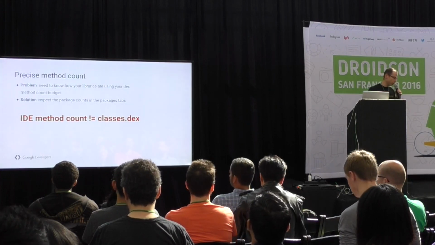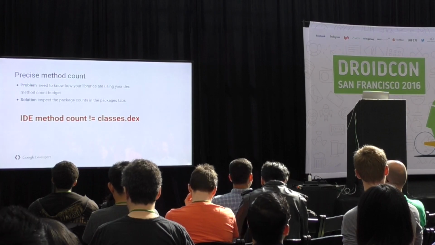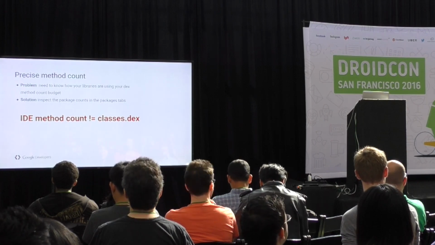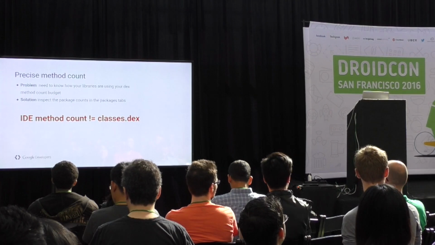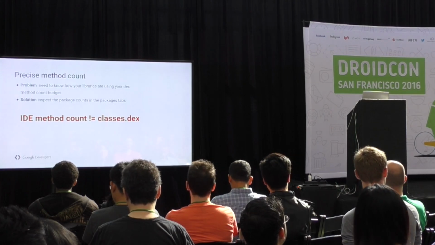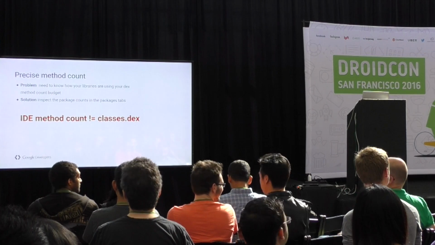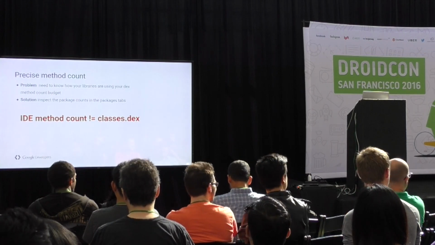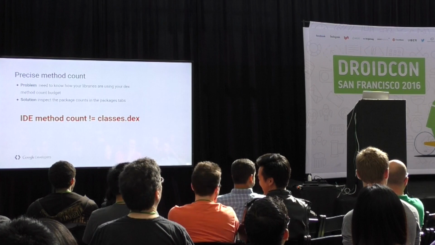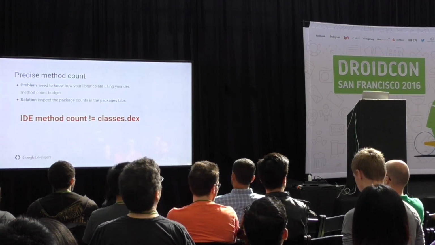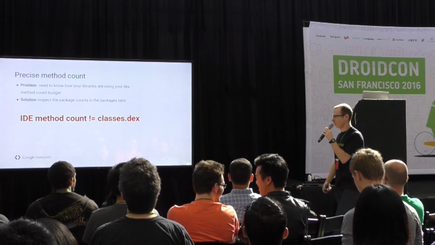So in order to be aligned with a DEX budget, we need to know in advance the library that we are adding. How is it going to affect our DEX budget? And there are a bunch of tools inside the IDE and some web tools where you can look at the method count of the sources. And here is a problem. The numbers from sources are wrong, meaning the IDE method count is not equal to the classes.dex method count. Let's see why.